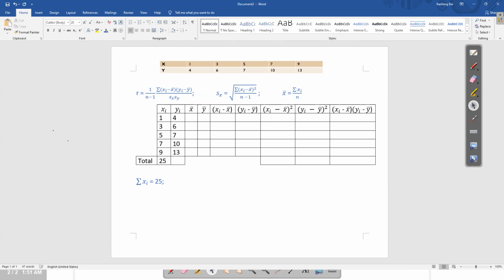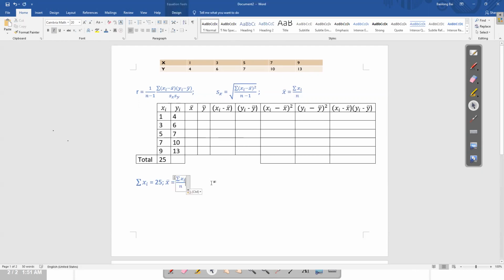And then from here, we can calculate x bar by the formula x bar equals the sum of xi divided by n, right? And that's pretty simple. I'm going to copy the fraction function here. So we know on top, the sum of xi is 25. And what is n?